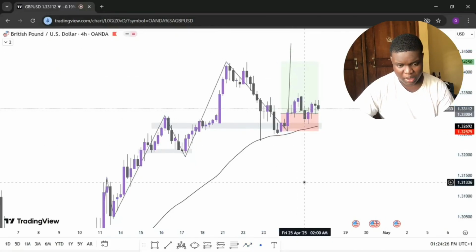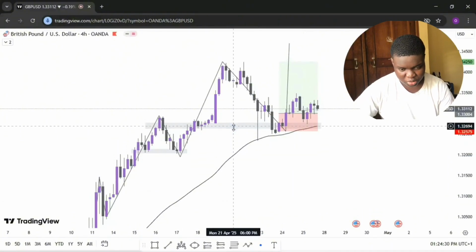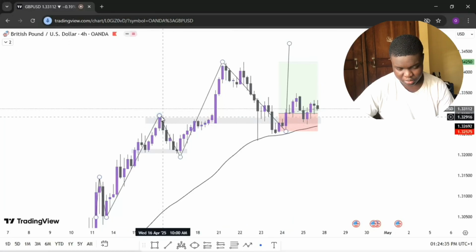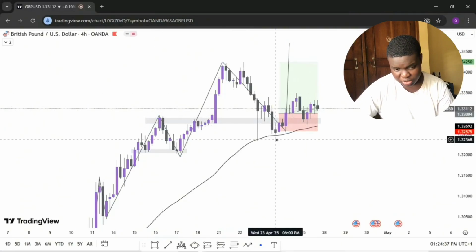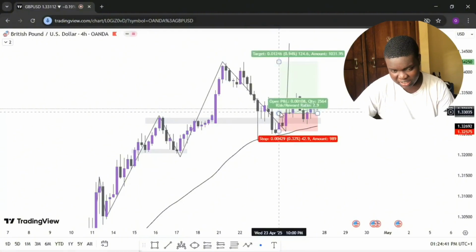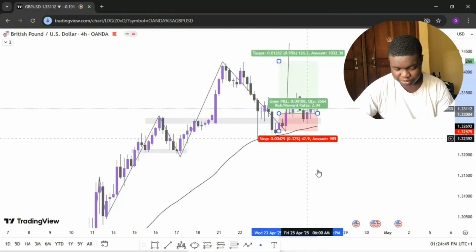After I identified my bias, which was to buy, I identified where I wanted to buy from. And the zone that stood out to me was this break and retest zone. You can see this resistance zone, expecting it to serve as support. The moment we came back to the zone, I entered at this bullish engulfing candle, put my stop loss below the lows, and I'm targeting a 1 to 3, which is this take profit right here.